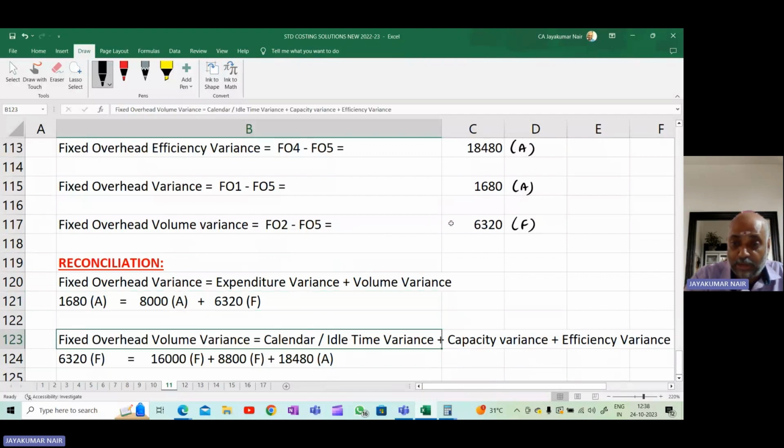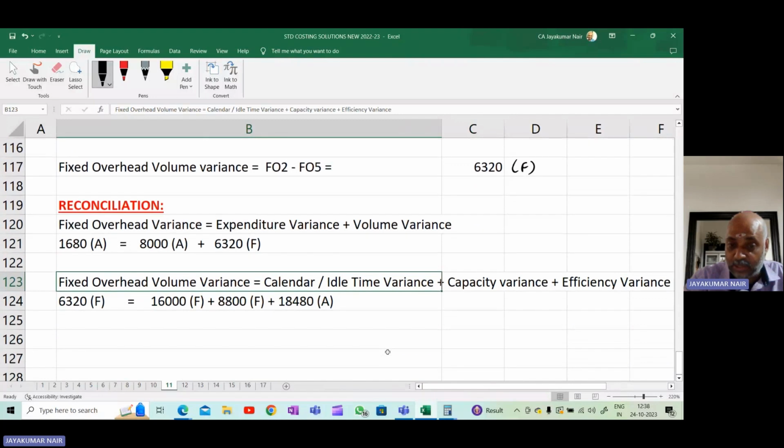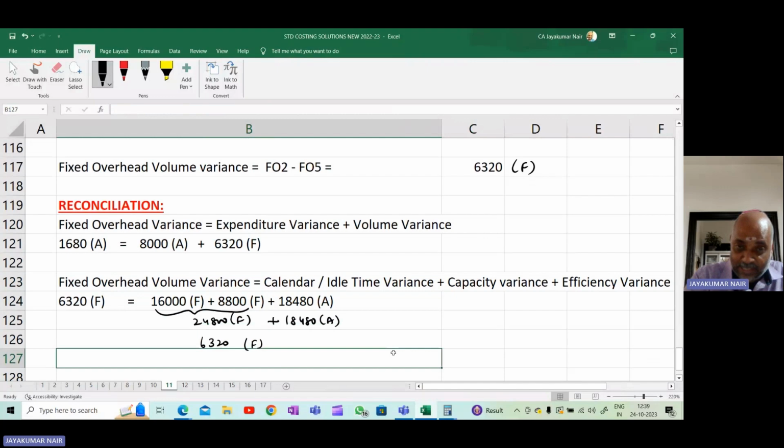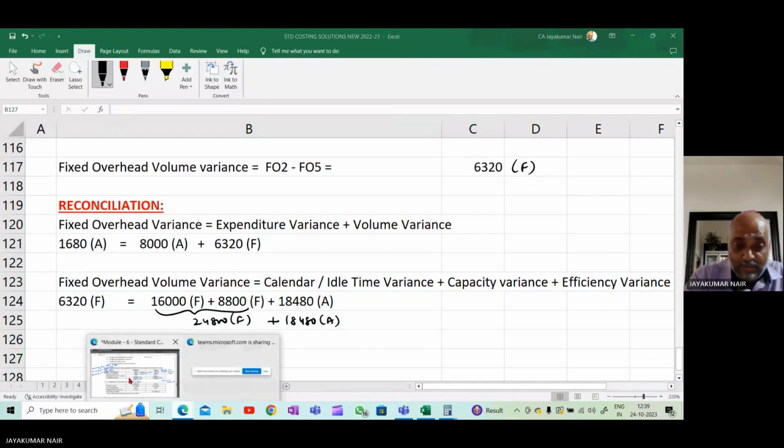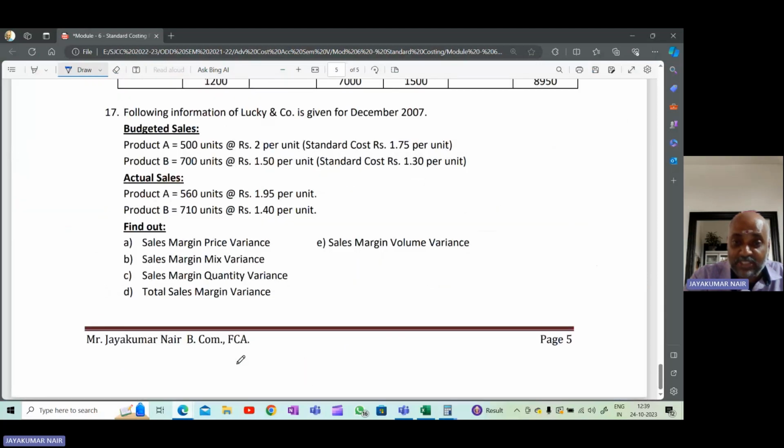The next one is volume variance. Volume variance is 6,320 favorable. And here calendar or idle time variance is 16,000 favorable. Capacity variance is favorable 8,800. These both are favorable. So when you add 16,000 plus 8,800, you get 24,800 favorable. And this is 18,480 adverse. Now, which is greater? Favorable is greater. Subtract these two: 24,800 minus 18,480, you will get favorable 6,320. So the left hand side is equal to the right hand side. So we have reconciled.